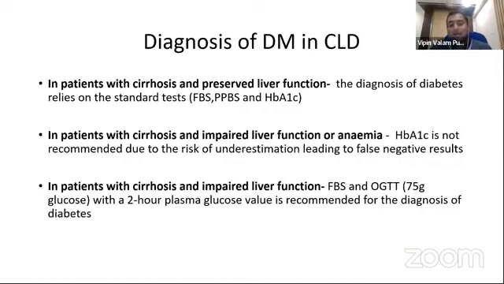Regarding the diagnosis of diabetes mellitus in chronic liver disease, if the patient has cirrhosis and preserved liver function, you can use the standard guidelines: fasting sugar, postprandial blood glucose, and HbA1c. But the situation is complicated if the patient has severely impaired liver function or anemia, where HbA1c is not a reliable marker. So you should rely on the fasting plasma glucose and a 2-hour OGTT after 75 grams of glucose. If the 2-hour value is more than 200, you can say the patient has diabetes mellitus. This is regarding the diagnosis of diabetes in CLD.